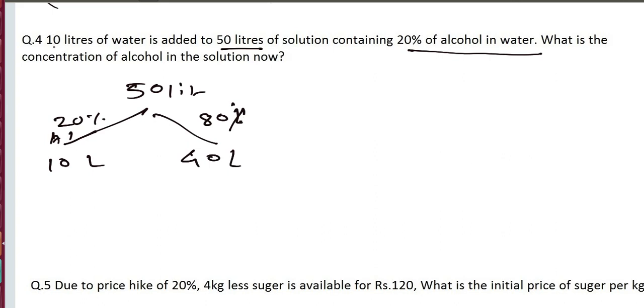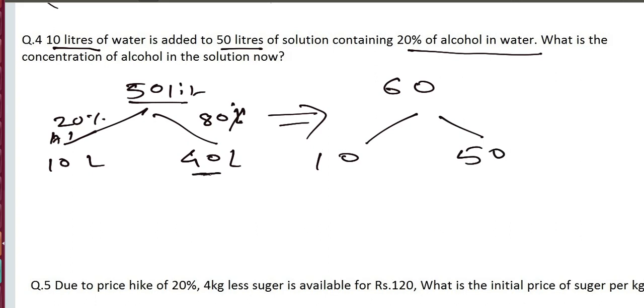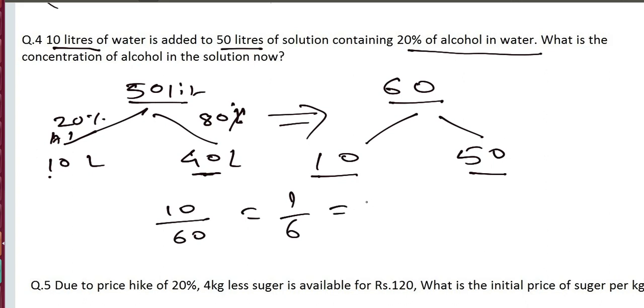Now it is said that 10 liters of water is added to this solution. So we have a new situation where the new solution is becoming 60 liters because 10 liters is getting added overall, but that 10 liters is not alcohol, it is water. So water is becoming 40 plus 10, which is 50, and the overall mixture is 60 liters now. Out of 60, 50 liters is water and alcohol is 10. So the concentration of alcohol is 10 out of 60, which is 1/6, which is nothing but 16.66%.